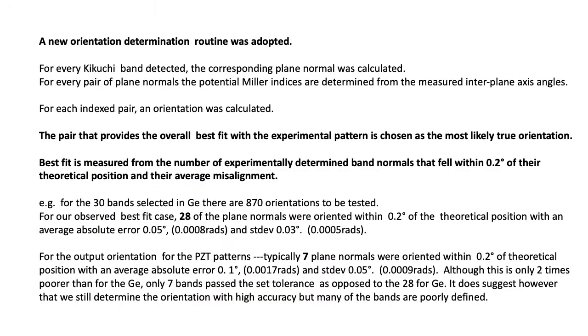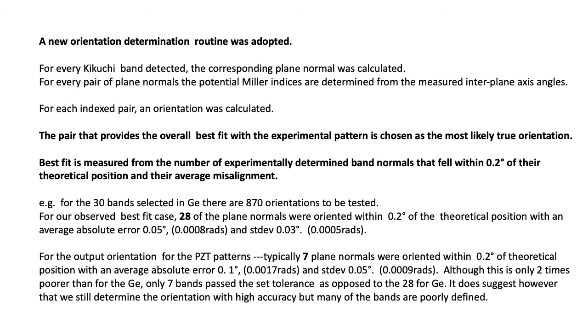We turn now to the determination of orientation. At the beginning, we start the same way as standard methods, that is to say, we convert the bands detected into the directions of the plane normals. Then we take pairs of bands, look at the interplanar angle, and deduce what the Miller indices of each band must be. For each index pair, however, we then calculate an orientation. The pair that provides the orientation with the best fit with the experimental pattern is chosen as the one that is the most likely true orientation.